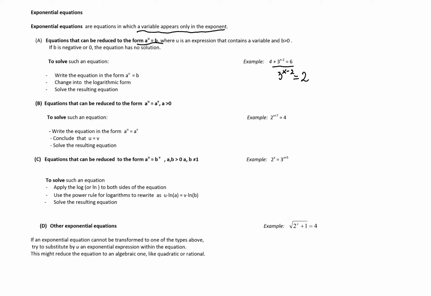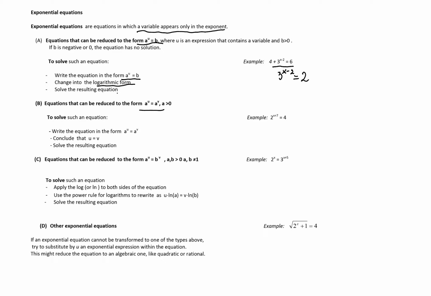To solve this equation, once we write it in the form a to the power u is equal b, we'll change it to logarithmic form and solve the resulting equation. Another type of equation that we'll look at are equations that can be reduced to the form a to the power u is equal a to the power v, where a is positive.